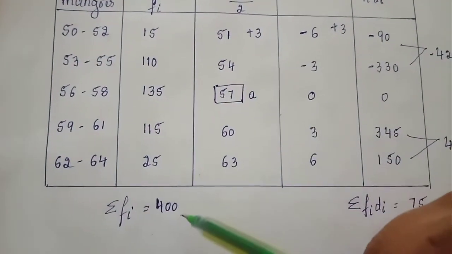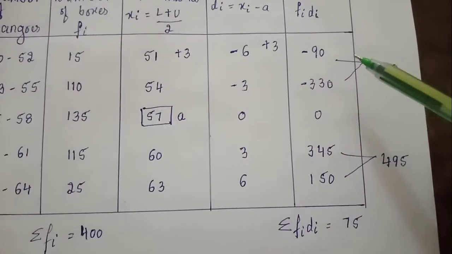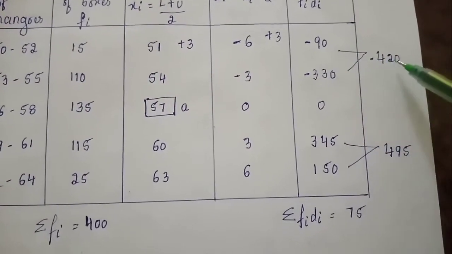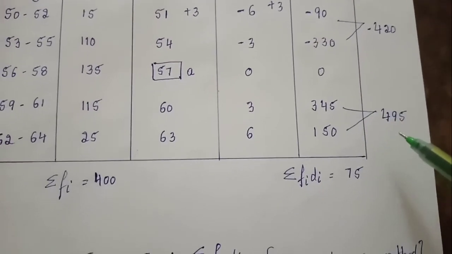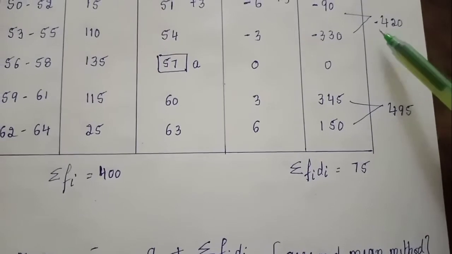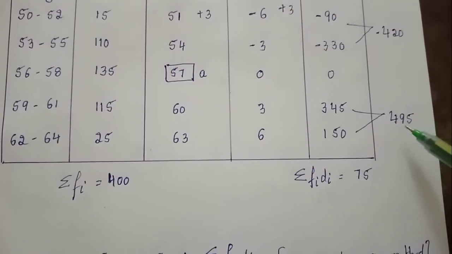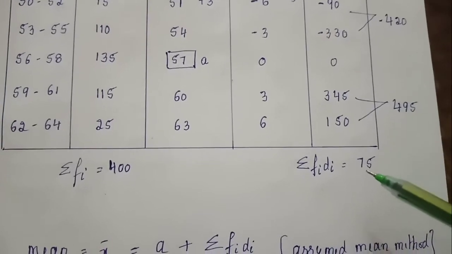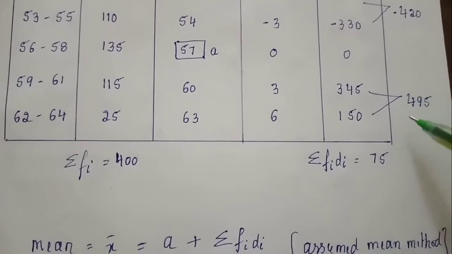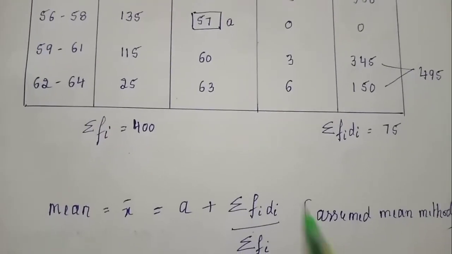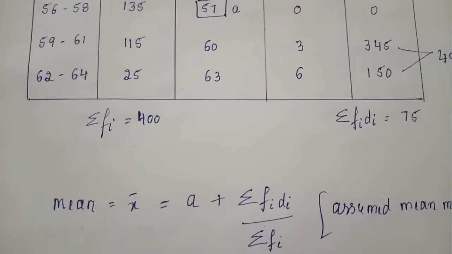Now we have to find the summation of Fi. Add all this, we get 400. And the summation of Fi di. So when you add these two, we get minus 420. And when we add these two, we get 495. Now you can see one is minus and one is plus. So we need to subtract: 495 minus 420 is 75, plus 75 because you have a greater positive number.